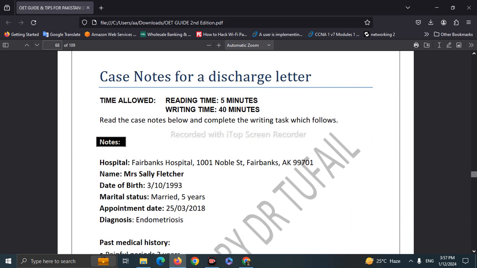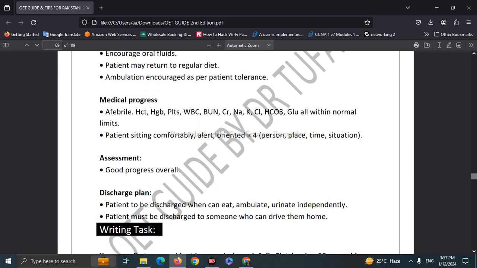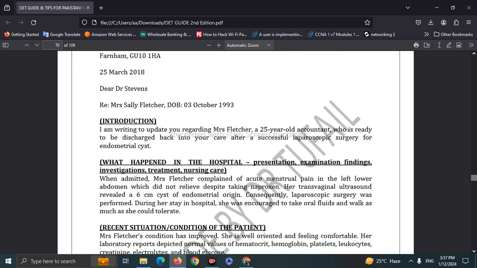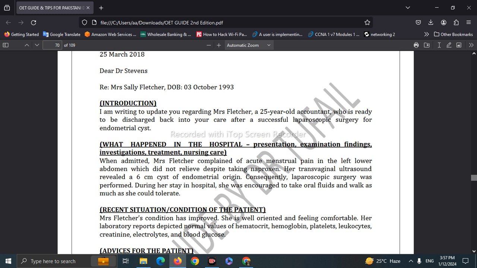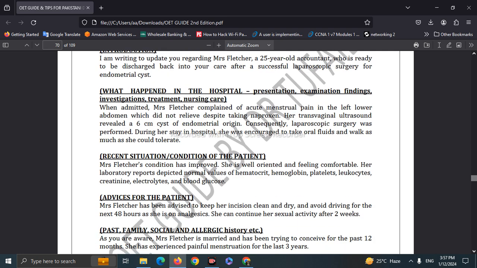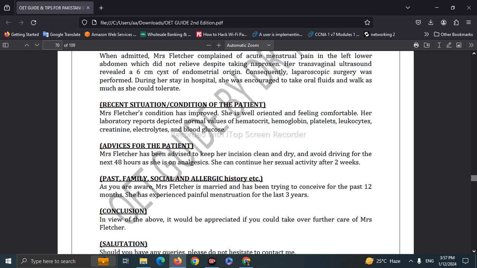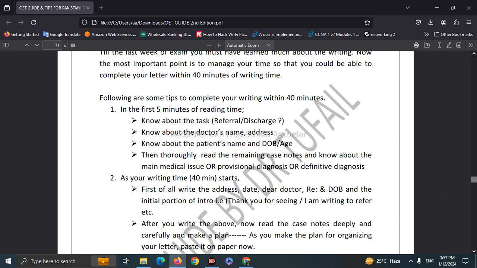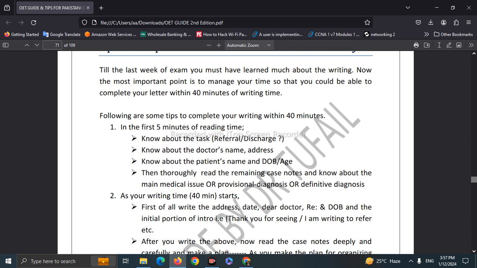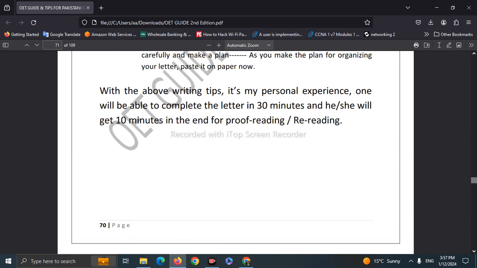For a discharge letter, there is no need to write the patient's social history. Just write an introduction, what happened during the hospital course, the recent situation, and any advice for the family. So there is no need to write a past family history. In the conclusion, you can write the patient's name or age, whichever is given on the paper.